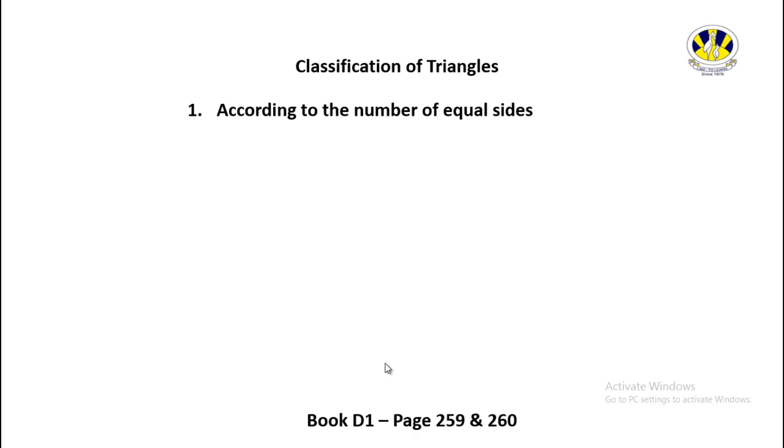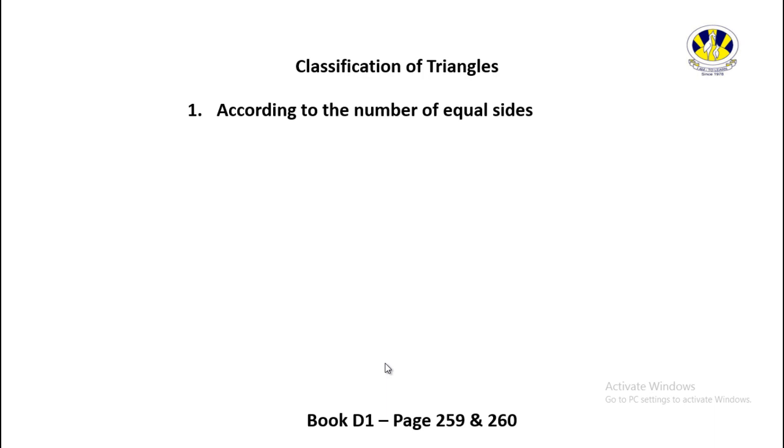Classification of triangles. We can group or classify triangles according to their shapes. Based on the shapes, triangles are divided into 2 main groups. First, we classify the triangles according to the number of equal sides, and then we classify them according to the type of angles they have. First, let's discuss classifying triangles based on the number of equal sides.